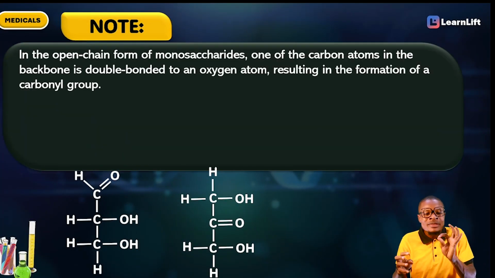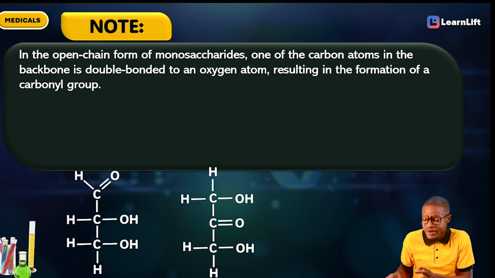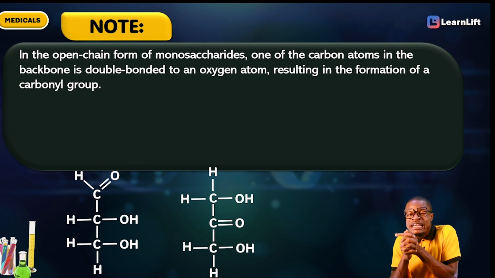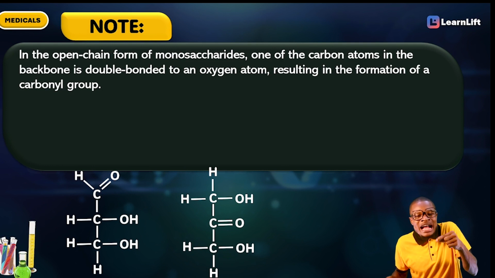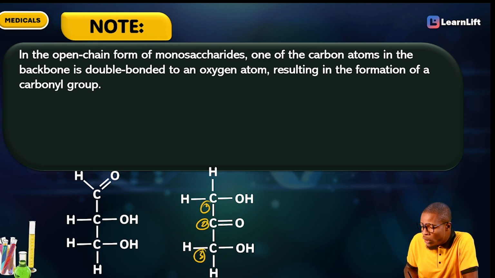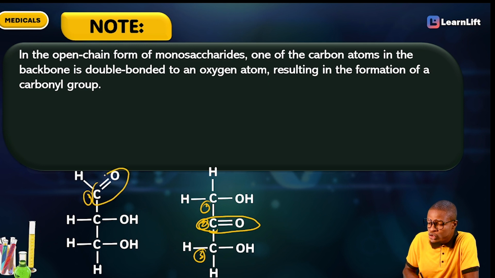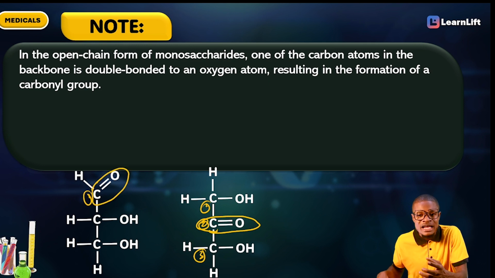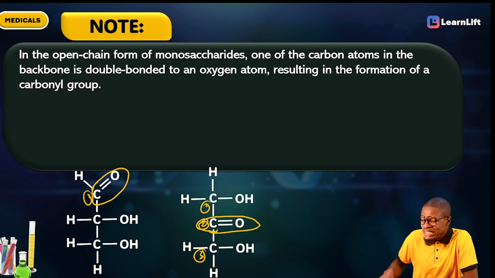Bear with me very quickly. In the open chain form of monosaccharides, the whole of these two structures you are seeing here are the open chain format. One of the carbon atoms in the backbone is double bonded to an oxygen atom. You can see that out of these three carbons, here's your 1, here's your 2, here's your 3. Carbon number 2 here has a double bond to your oxygen atom. And this carbon number 1 here has a double bond to what? Oxygen atom. As a result of that, what happens? It forms what is called a carbonyl group.